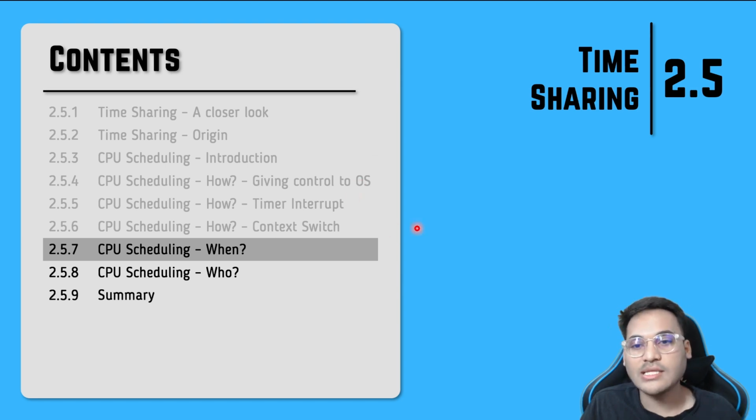So we are trying to understand CPU scheduling, and there are different questions that we are trying to answer about it. In the previous few videos, we have been talking about the how question, that is how exactly CPU scheduling is implemented, what the mechanism is. So we saw all the different techniques and mechanisms using which CPU scheduling is done on a computer system.